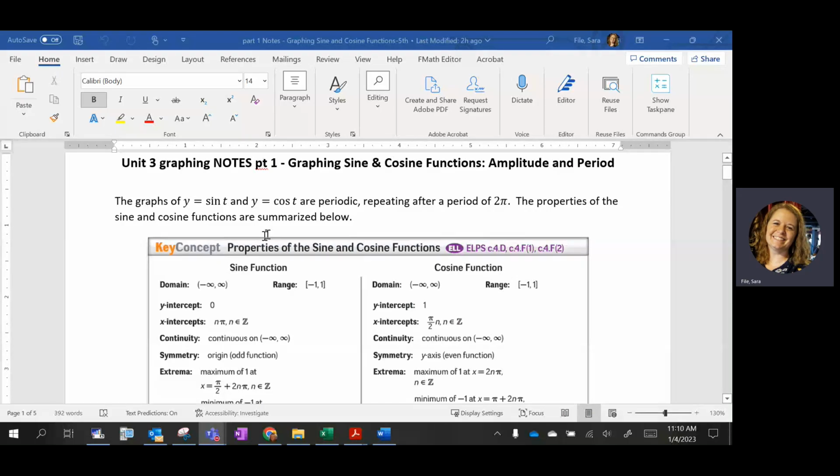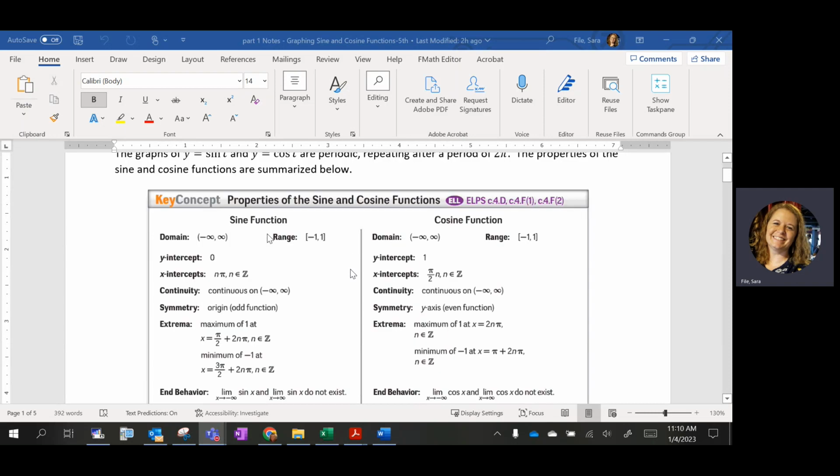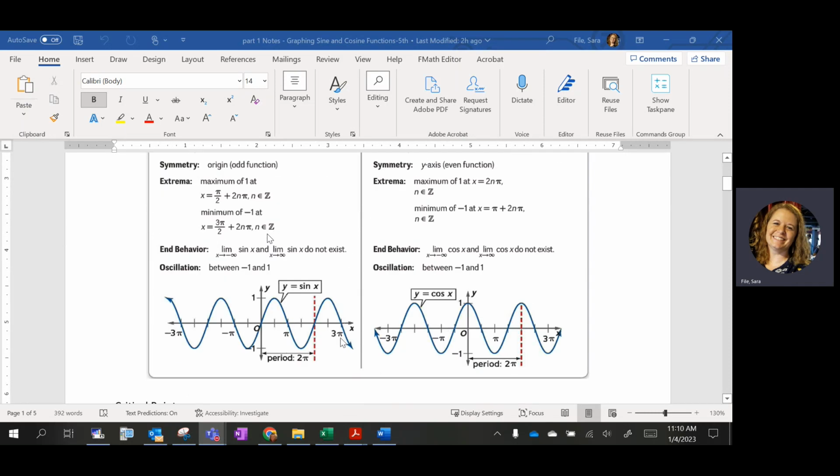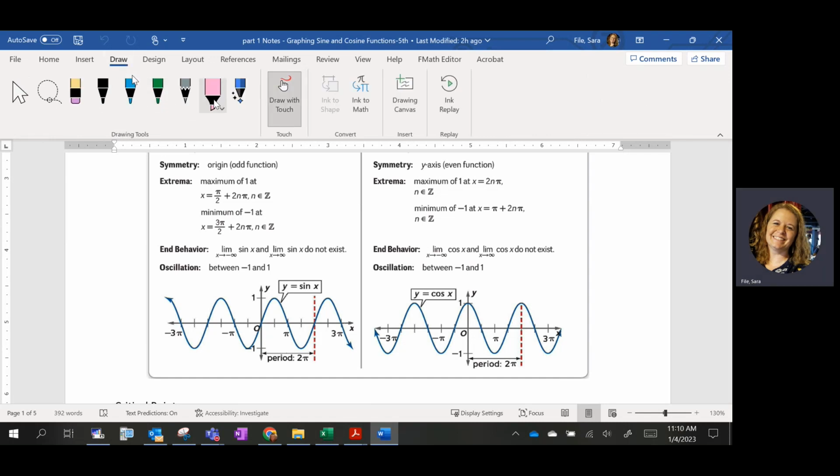Of the notes packet you got yesterday. So we came up with the parent functions for sine and cosine yesterday using our unit circle and a calculator. So here are all of the properties of those sine and cosine functions. Here's the graph. We came up with those yesterday, that you have those on the second page of the notes packet.